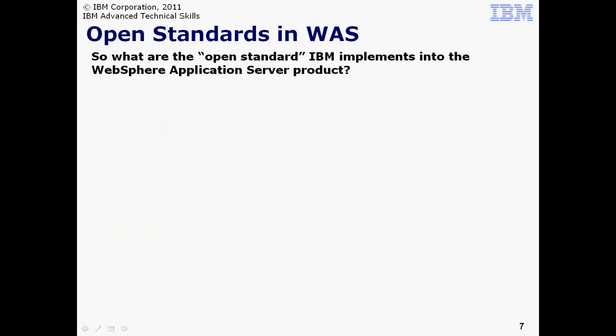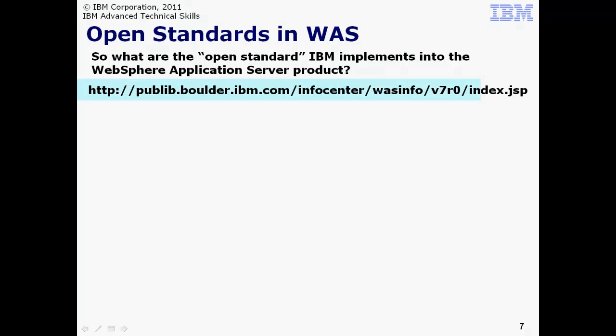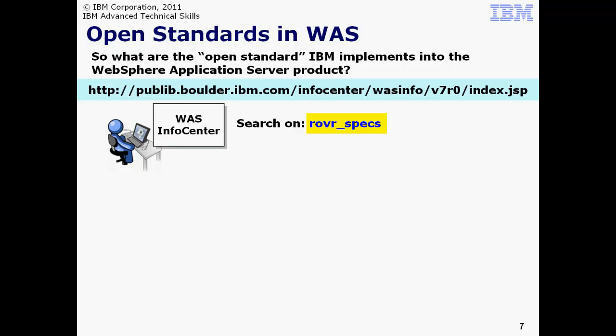We've mentioned open standards several times already. What are these open standards? Let's do a quick review. First, what we're about to show you comes straight from the Product Information Center. The URL for the WebSphere Application Server Info Center is shown on the chart. Second, the Info Center article can be found by doing a search on the string r/specs, as shown on the chart.